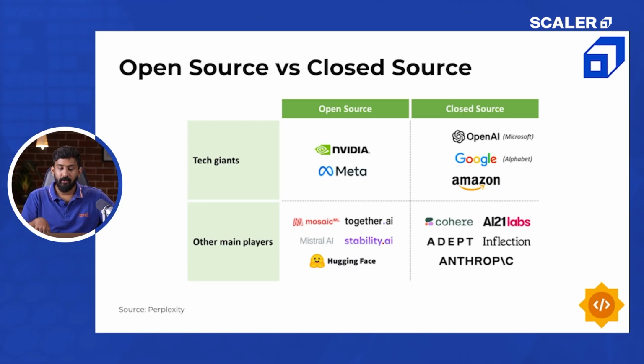Now, other main players in open source, for example, these are mainly AI. Hugging Face is open source, Stability AI, Together AI, Mistral, Mosaic. So these are all AI based companies. So this image just talks about that. It doesn't include anything else. Now, closed source again, Adept, Anthropic, AI21 Labs, Cohere, Inflection. So all of these are closed source software. You can't contribute to them, nor can you see their code, right?